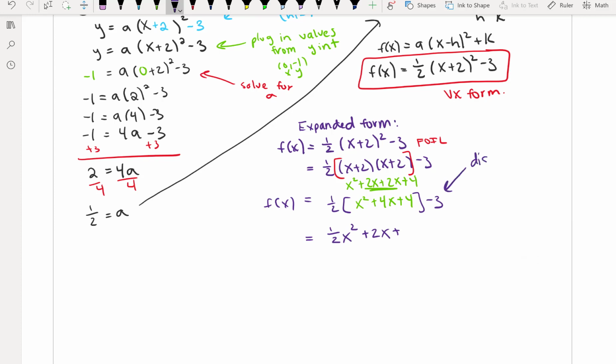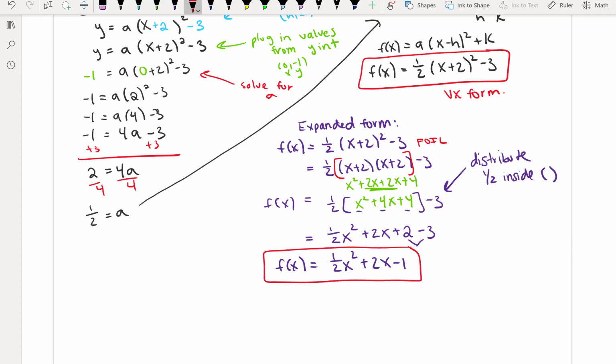Again, I'm just distributing that 1/2 inside my parentheses. So again, I did this one, I did this one. Now this 1/2 times 4, or half of 4, is 2, and I have minus 3. So f of x is equal to 1/2 x squared plus 2x, and 2 minus 3 gives me a negative 1. So now I have this in my expanded form.